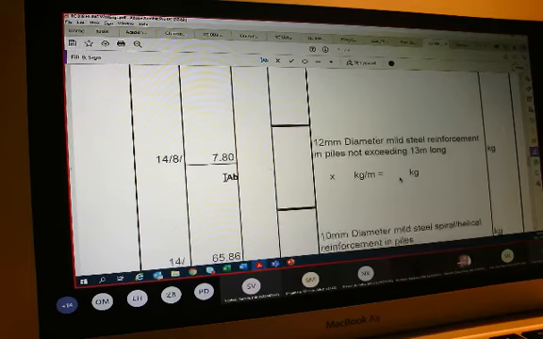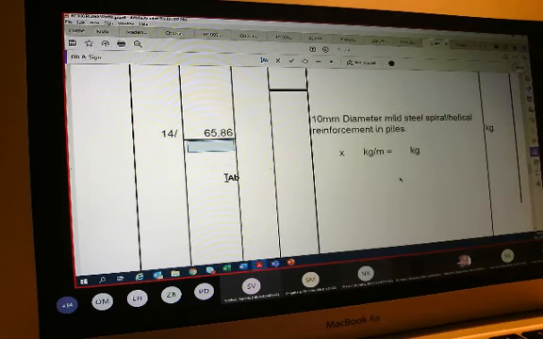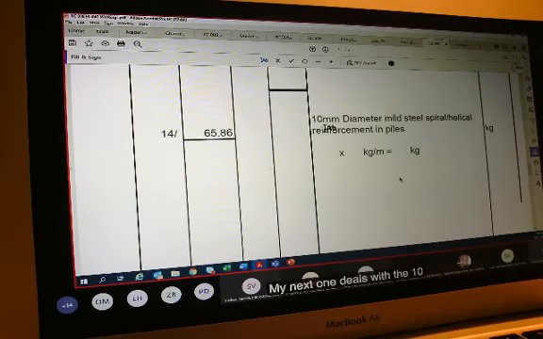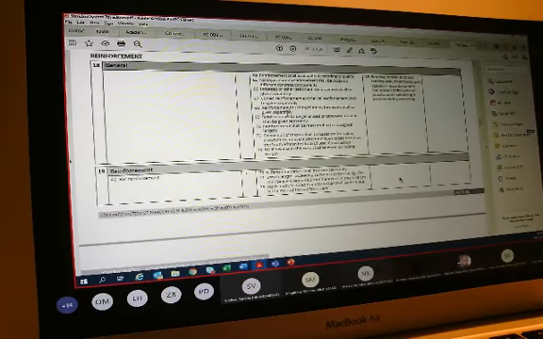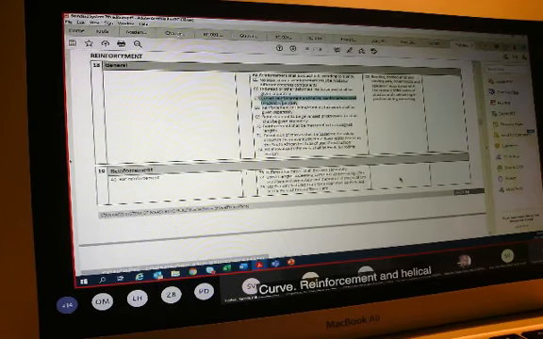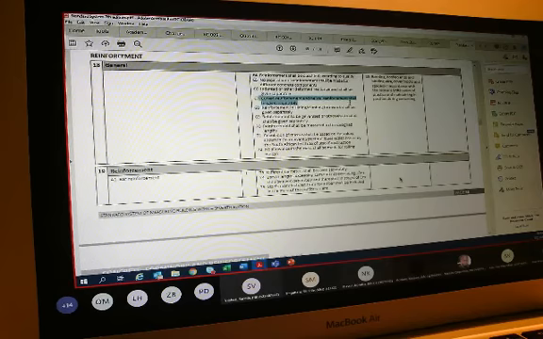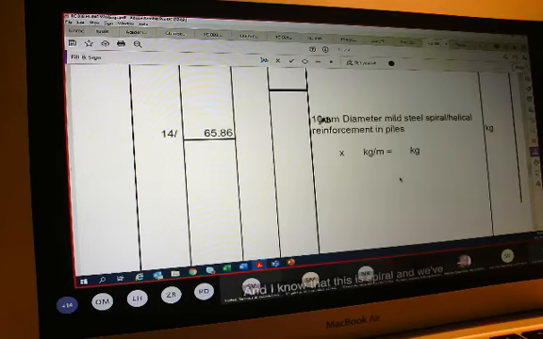Whatever that value is would then be multiplied by the weight per meter, and the tonnage would then be transferred to my bills of quantities or my abstract form, which I would use first. So it's a 12 millimeter diameter mild steel, not exceeding 13 meters long. I have 7.8 meters as per my legend, and I have 8 per pile, and I have 14 piles.